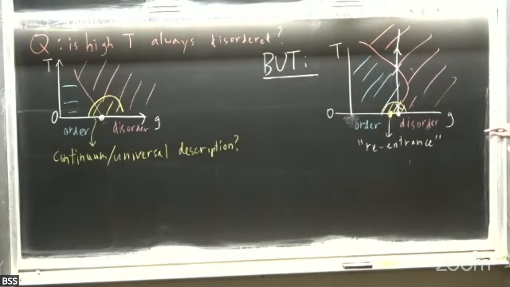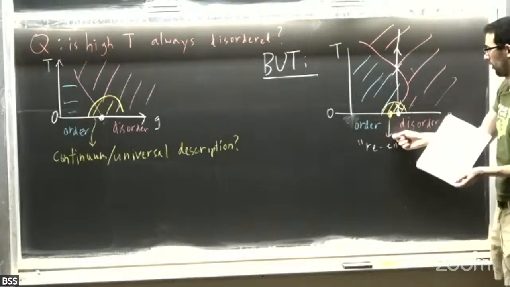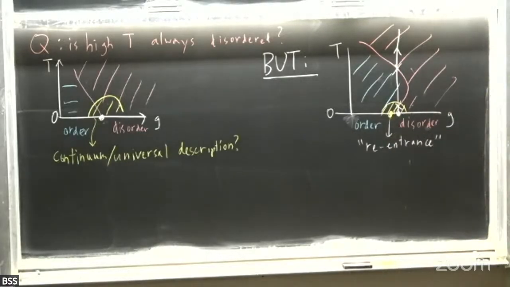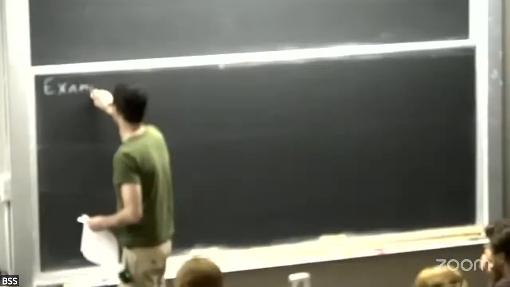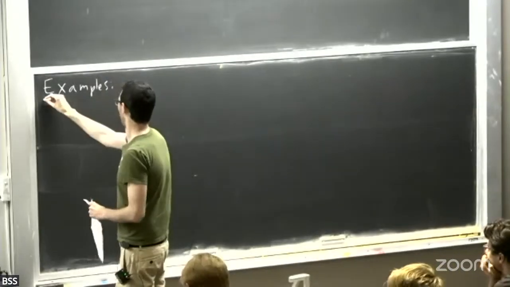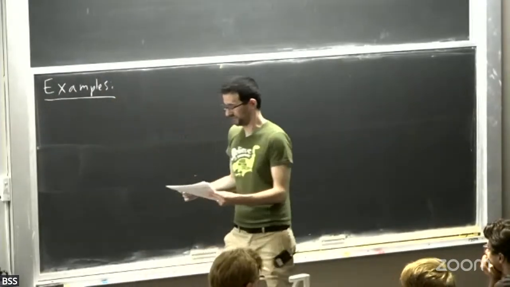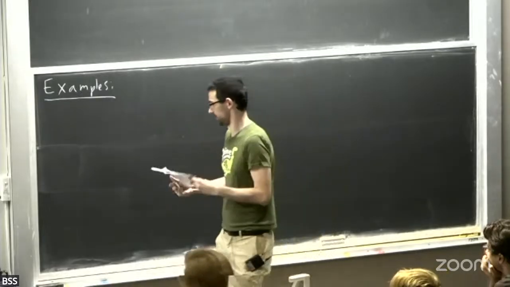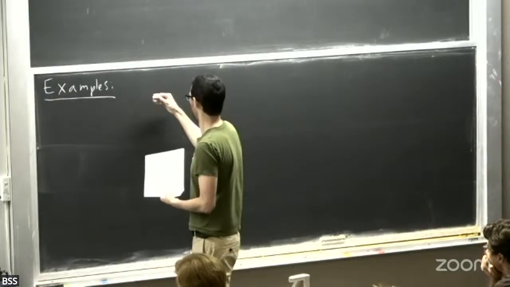Right. So the question is basically, is this re-entrance just always a weird quirk, or could it somehow be more universal? Can we understand the physics a bit better? Okay, with that said, let me discuss some examples of this effect. I think people have already brought up almost all of these, at least in the audience, but let me remind you of them explicitly.